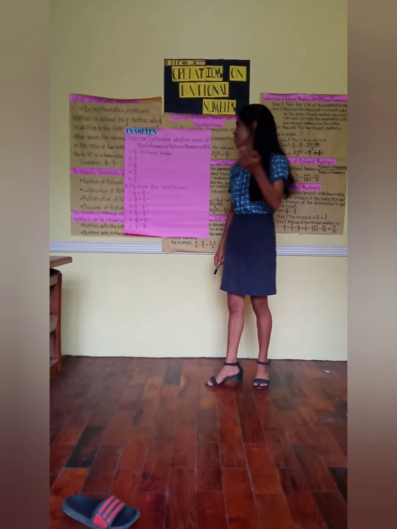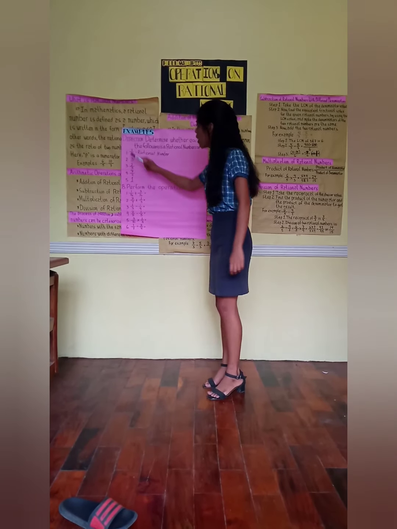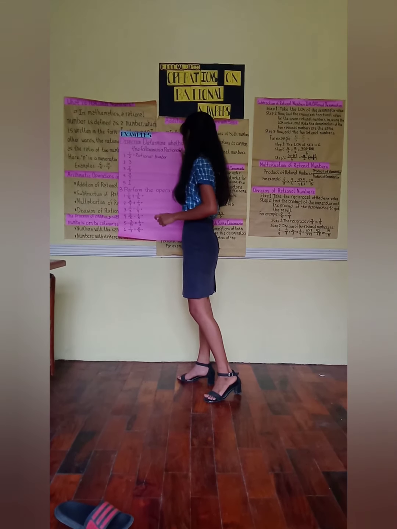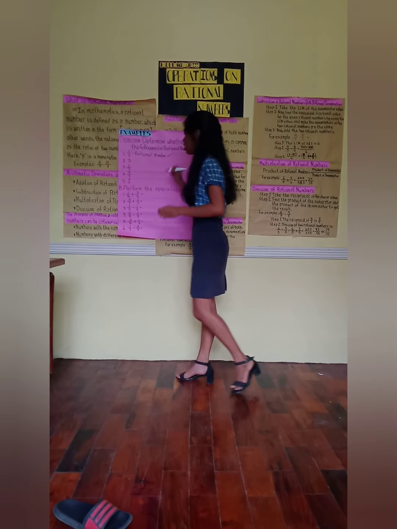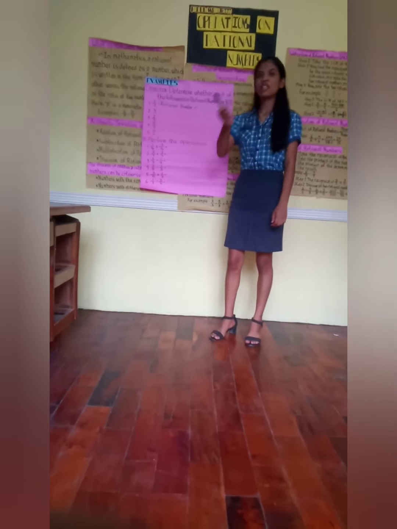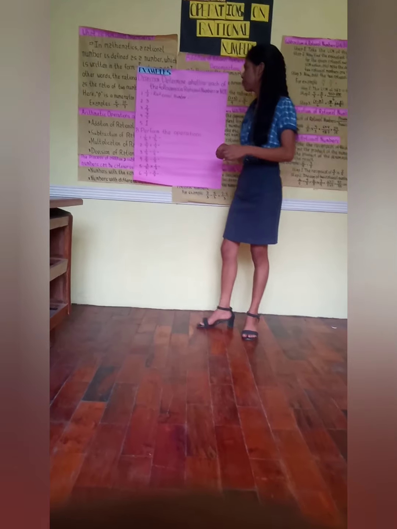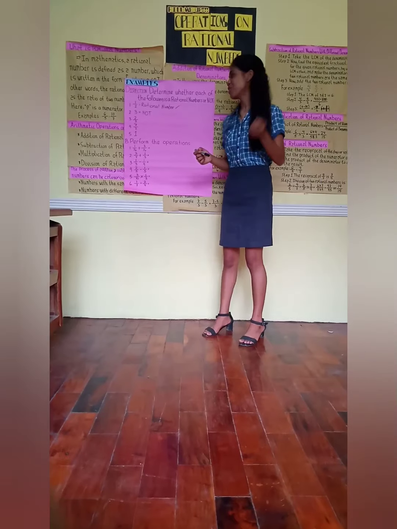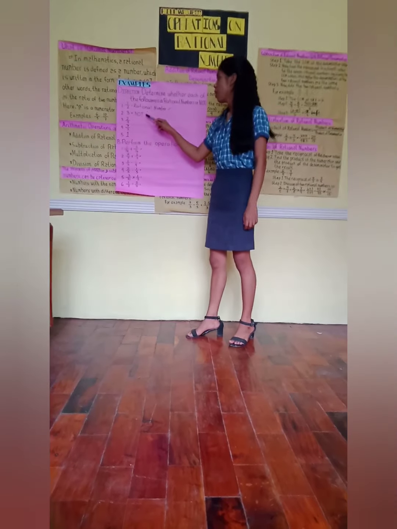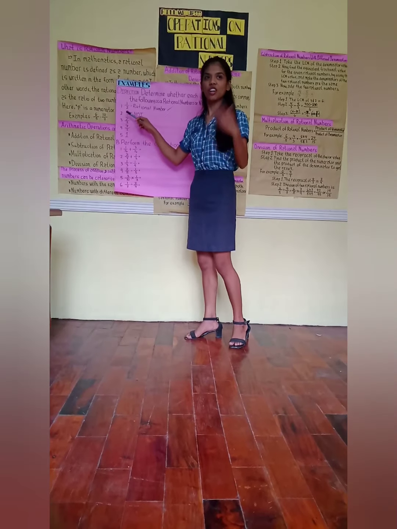So, very good, Miss Vanessa. 1/2 is a rational number. So, the answer of Miss Vanessa is correct. Number 2, who wants to try? Miss Princess, please try. Very good, Miss Princess. So 3 is not a rational number because 3 is a whole number.